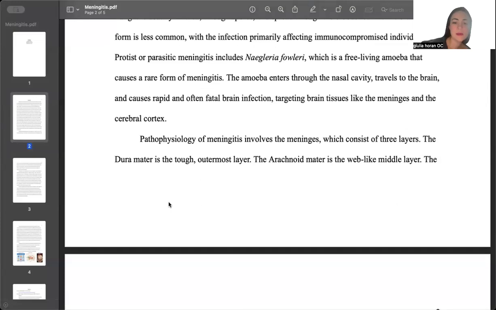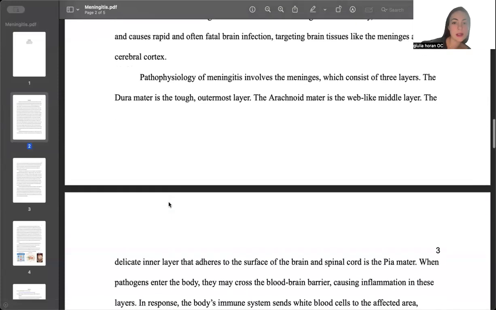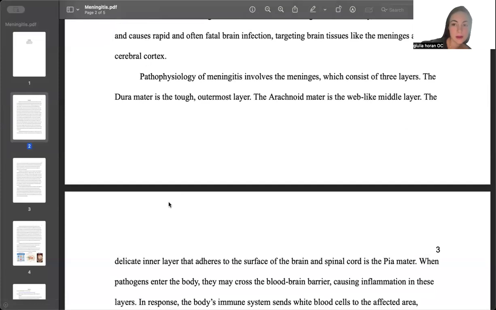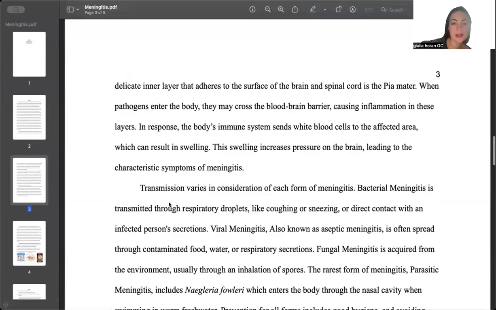The pathophysiology of meningitis involves the meninges, which consist of three layers. The dura mater, which is the tough outermost layer, the arachnoid mater is the web-like middle layer, and the delicate inner layer is the pia mater, which adheres to the surface of the brain and spinal cord.